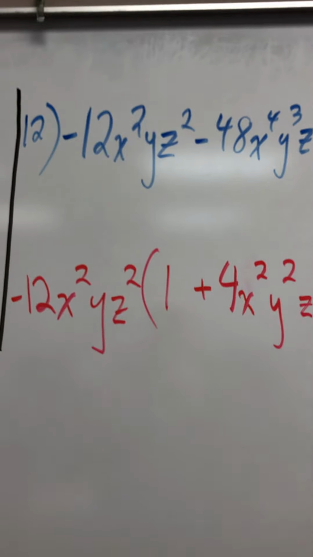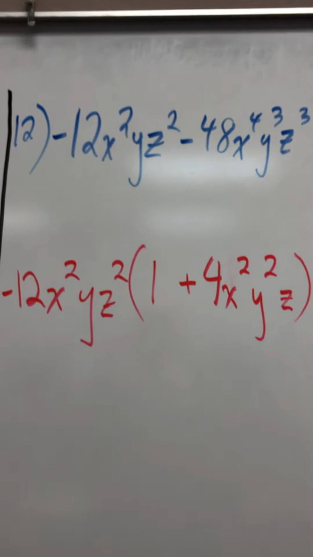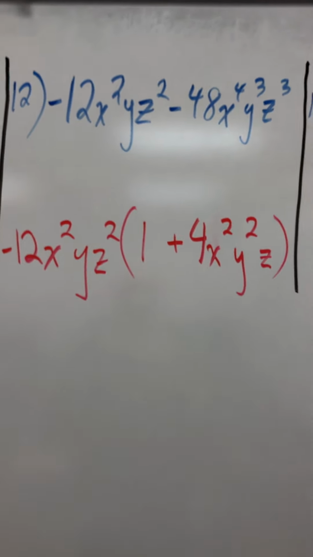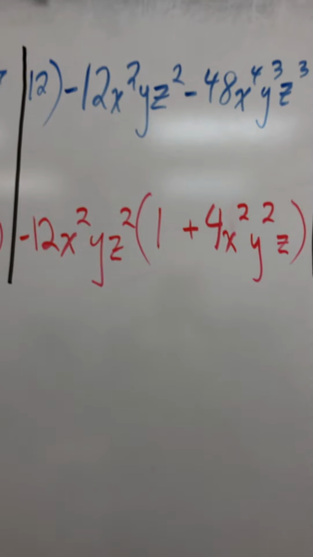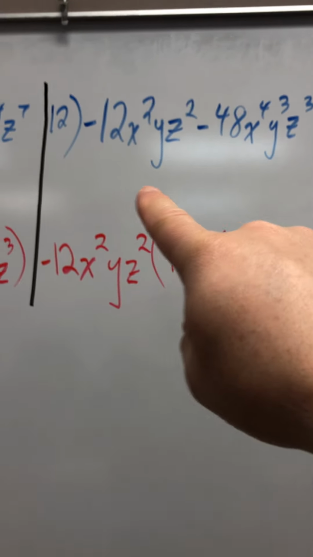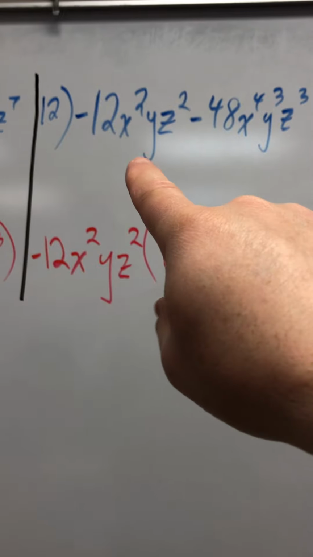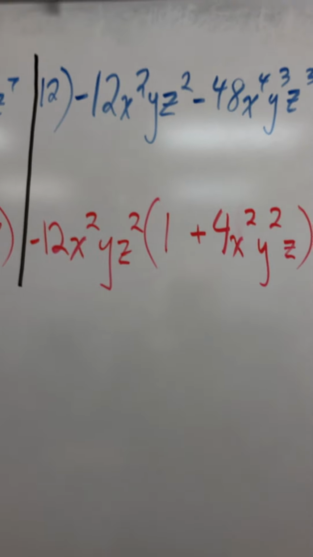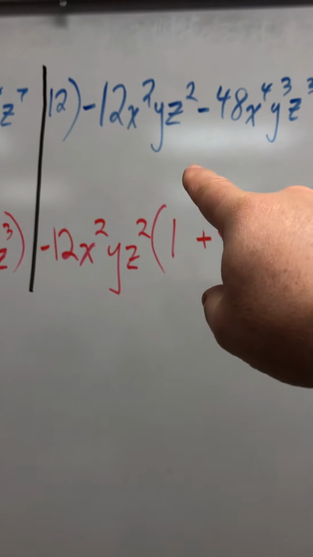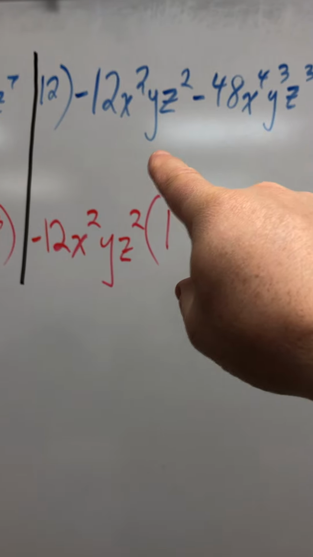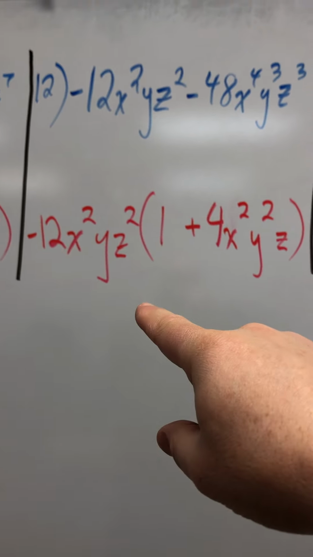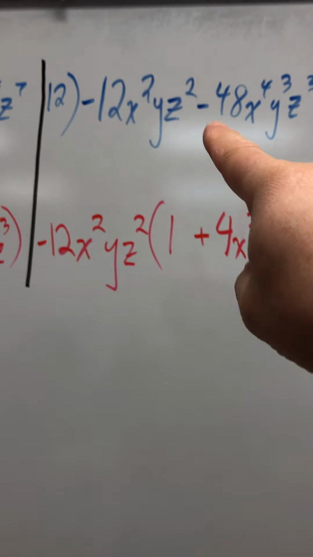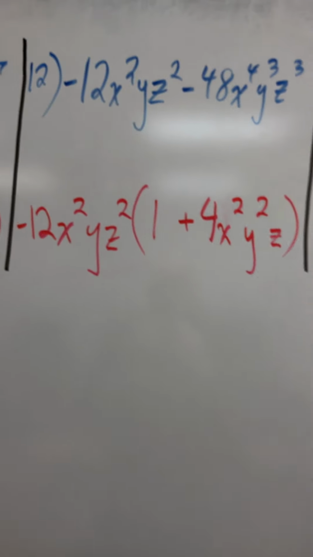Over here, I take out 12, because 12 goes into 12, and 12 goes into 48. In fact, I'm going to take out a negative 12, because they're both negative. X to the second is common. 1y is common. Z to the second is common. So really, I'm taking out everything here, right? Negative 12, x to the second, y, z to the second. I take all of that out. That's common. So I'm left with 1, right? If I take out a minus here, I'm left with a plus, right?